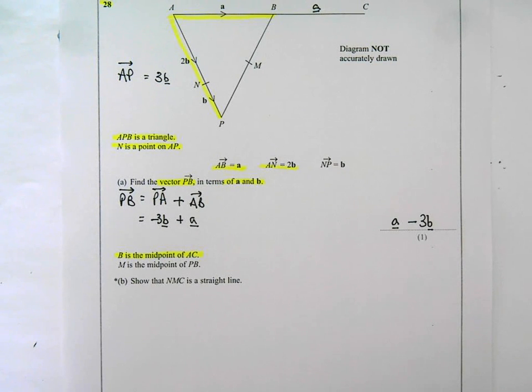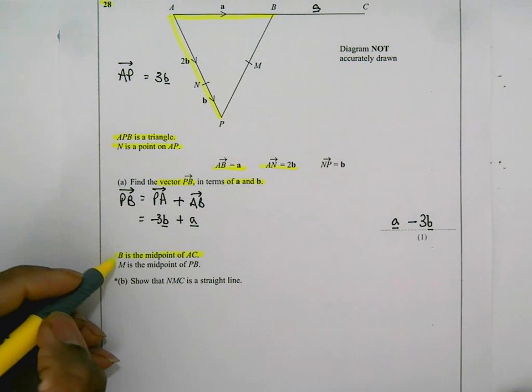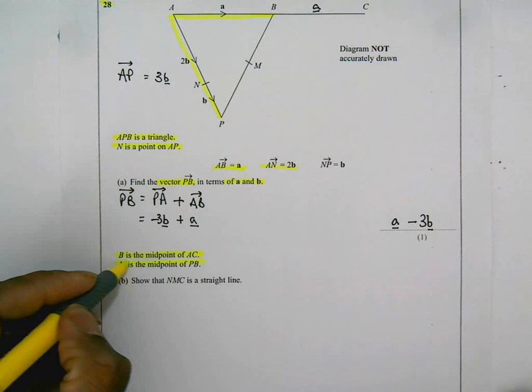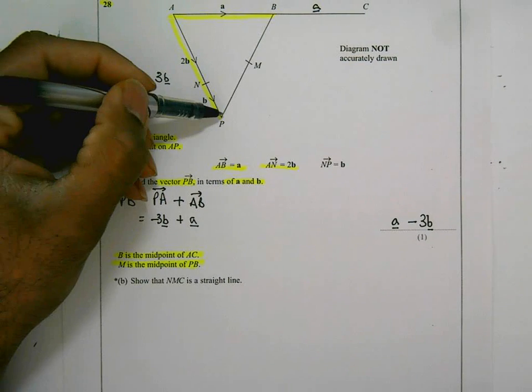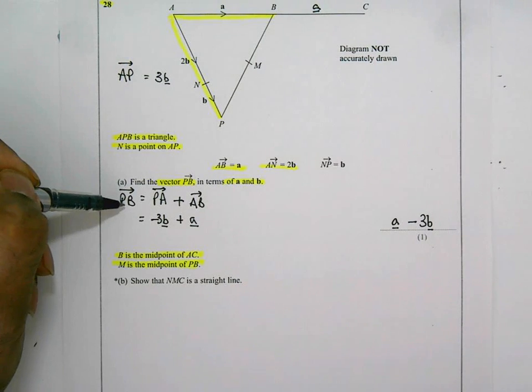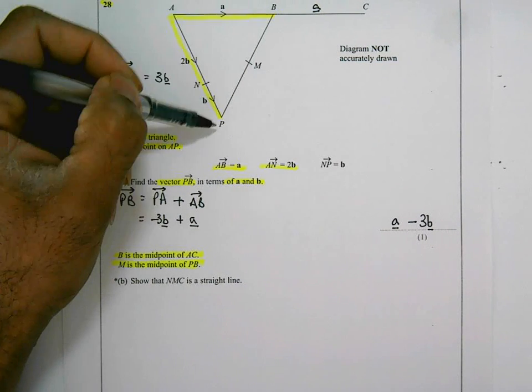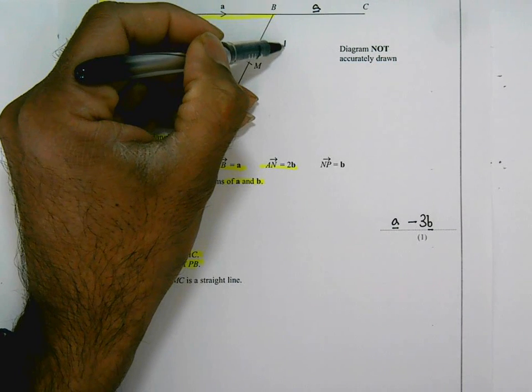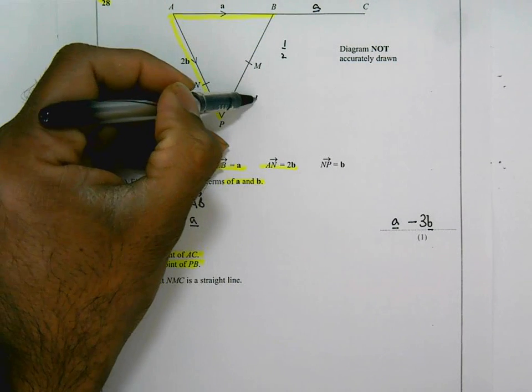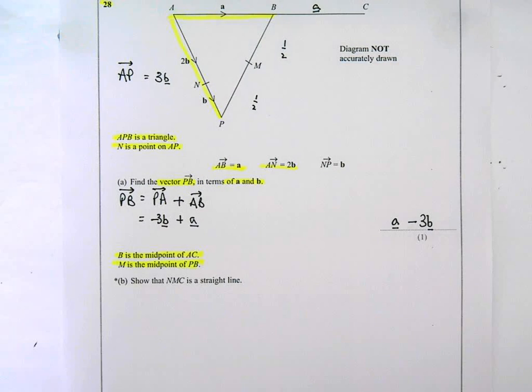They also tell me in the question that M is the midpoint of PB. So M is the halfway point of P to B. So PB, which I just worked out in the previous part, M is halfway along PB. So that's half, and that's half. I'm just going to put that there to help me as I go through part B.